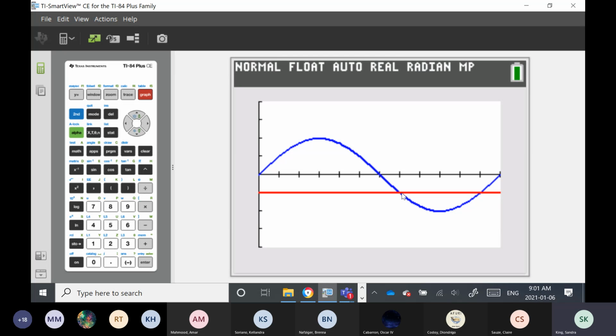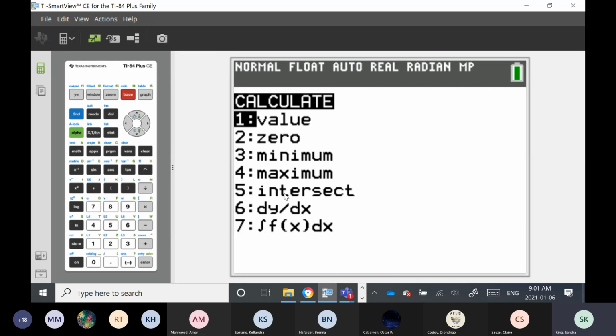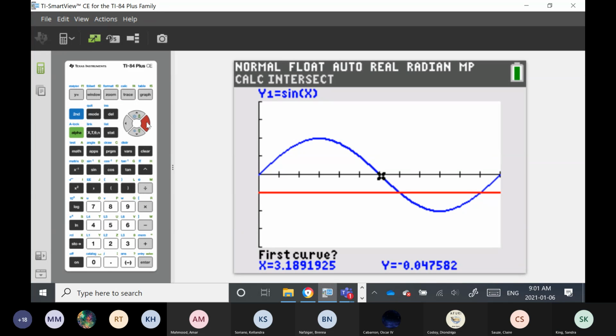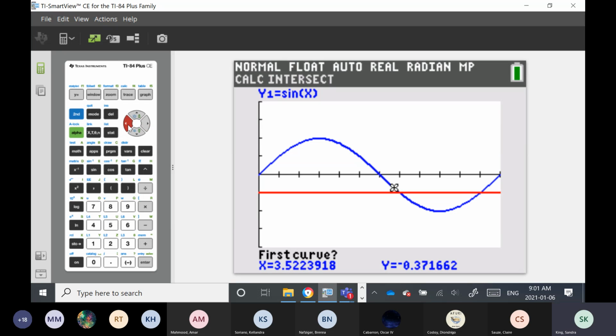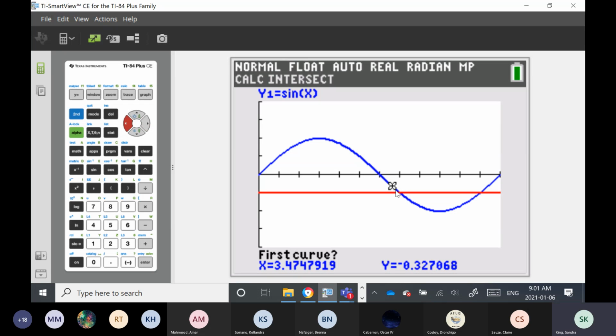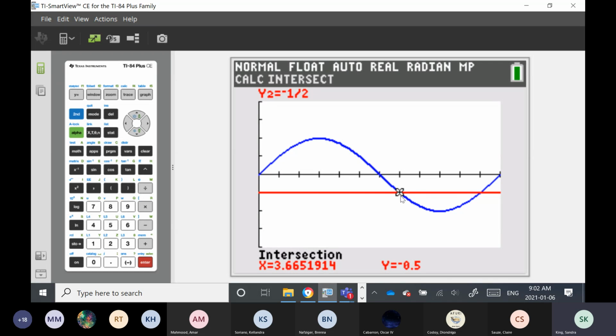Let's just do one of them. Let's do the closest one. So second function, calculate. If you do this method, you're looking for number 5, which is intersect. What you do is you go close to the intersect. You don't even have to touch it if you want, but go close to it. When you're doing intersect, you have to hit enter 3 times, and I suggest doing it relatively slowly. Just enter, enter, enter. That will give you the intersect.